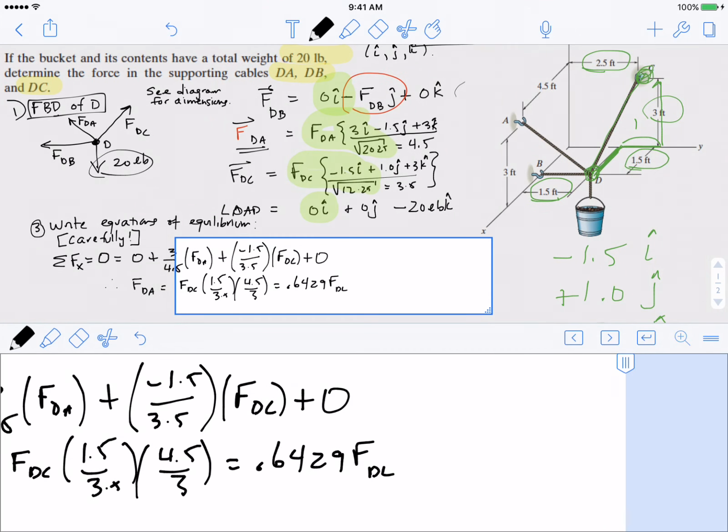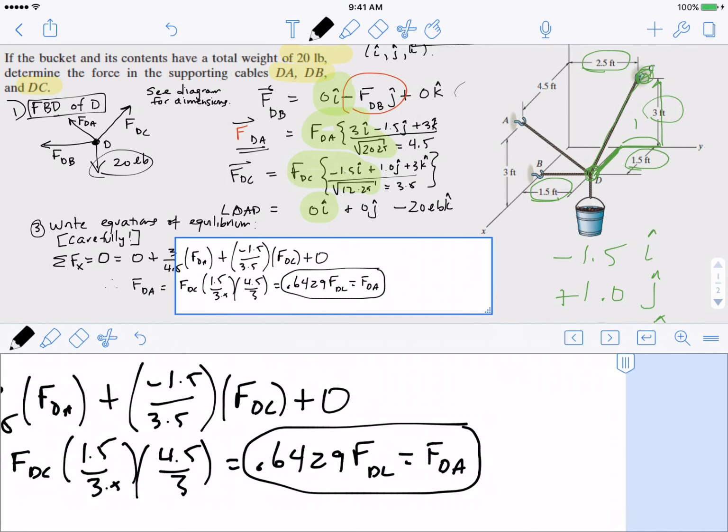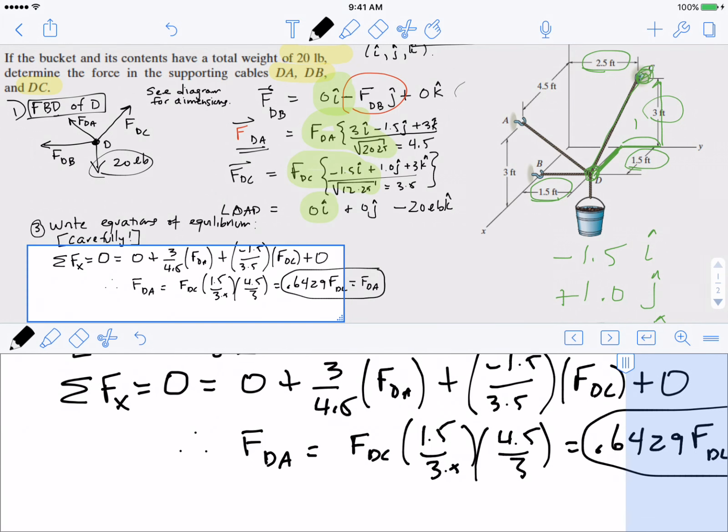And that is equal to FDA. I'm not going to put a box around that, but I am going to put a circle around that so I can find it in a minute. So that's what summing the forces in the X direction told us, and good, we're moving along.